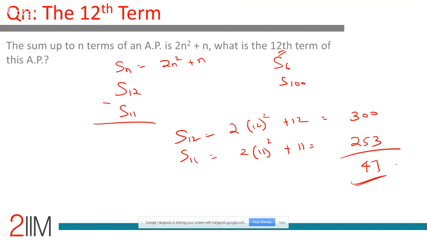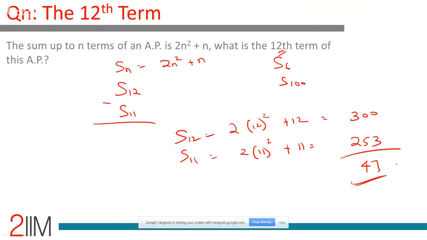Okay. Sum up to 12 terms minus sum up to 11 terms. That's the answer you're looking for. 144 into 2 is 288 plus 12 is 300. 121 into 2 is 242 plus 11 is 253. Difference is 47. That is the difference you're looking for.